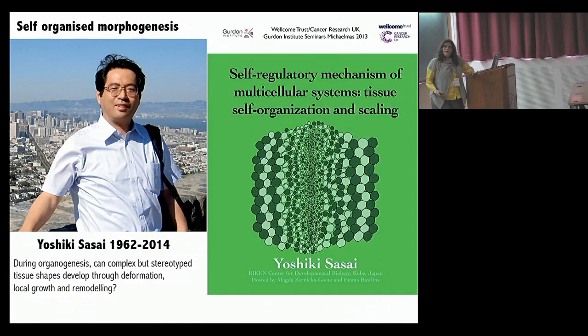So I want now to turn to induction versus self-organized morphogenesis. I said to you that studies in animals have shown the importance of tissues surrounding the optic vesicle in driving the morphogenesis of the eye.